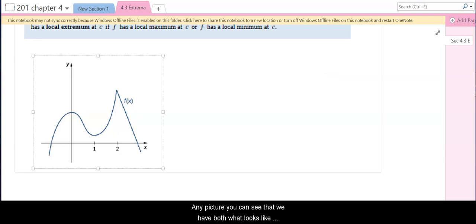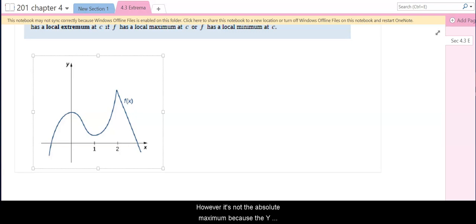In this picture, you can see that we have both what looks like the top of a hill at x equals 0, the bottom of a valley at x equals 1, and a cusp or corner up at x equals 2. It is clear that the y value at x equals 0 is taller than the ones immediately to its left and right, so it is a local maximum.